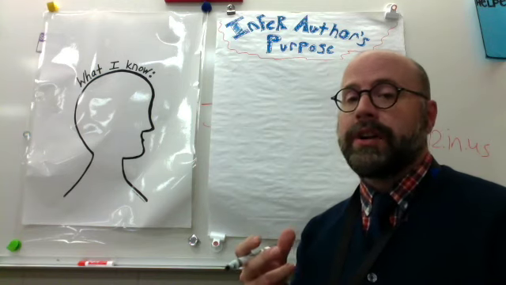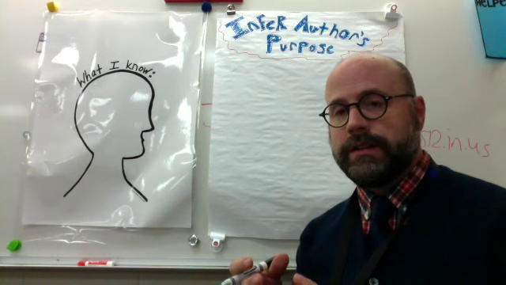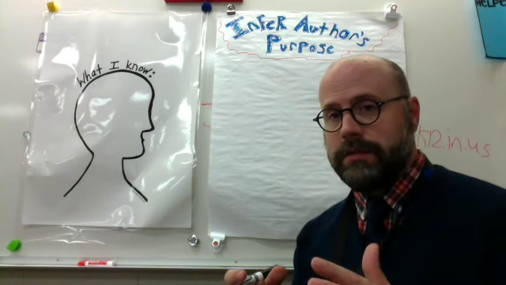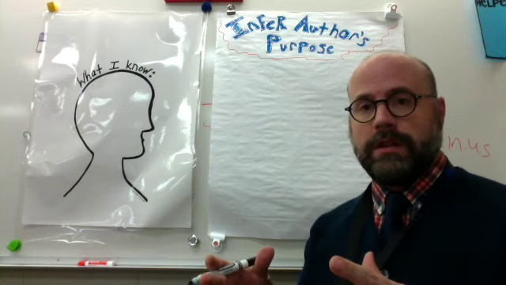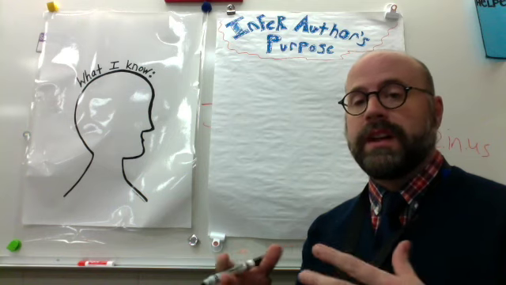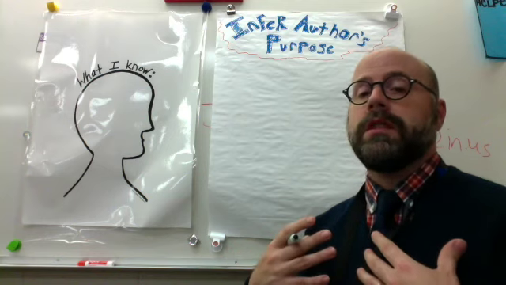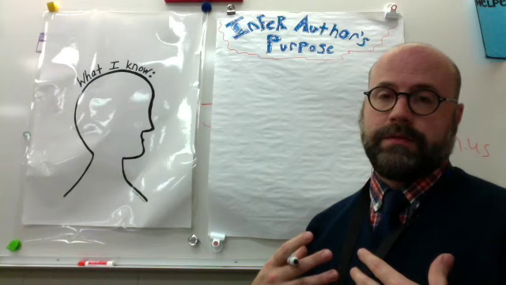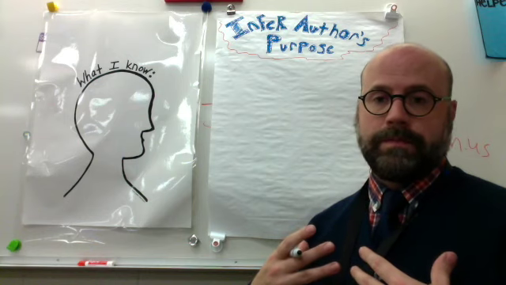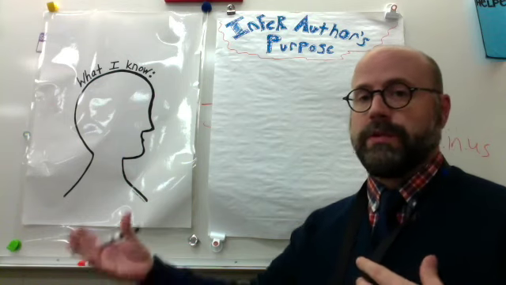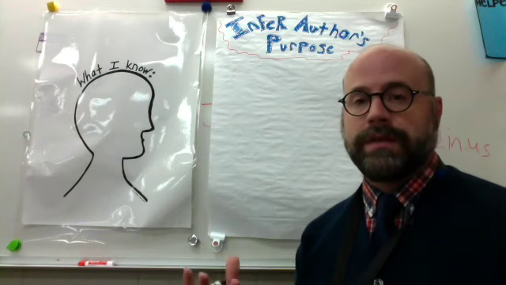Specifically, we're looking at autobiographies and biographies. An autobiography is something written by that person. It's a story of their life written by that person. So it'd be me writing the story of Mr. Royan's life. But if someone else wrote the story of my life, that would be a biography.